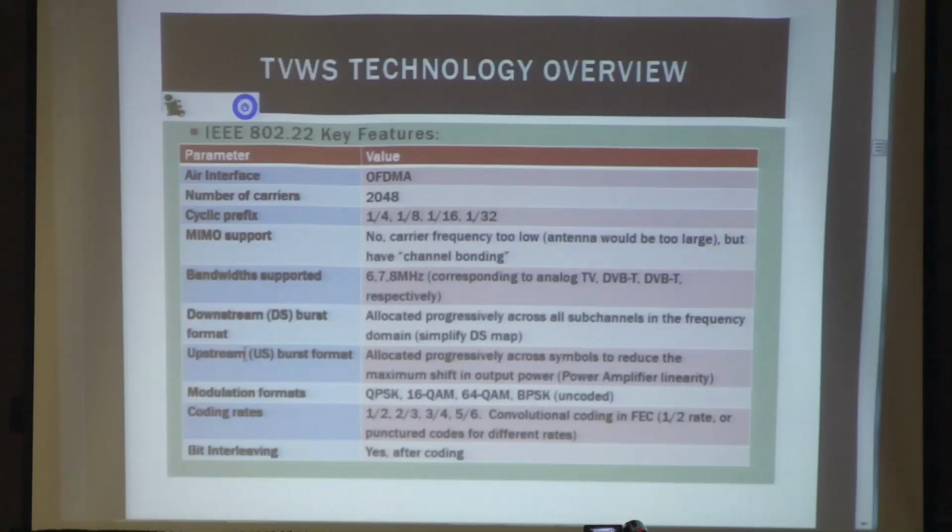It has no MIMO support, which is actually important because, as I said before, the carrier frequencies can go down to the VHF range, which is less than 100 megahertz, and can be quite low, which would mandate a very large antenna. So if you were to provide MIMO support, you would need multiple antennas, which would be difficult to implement. So there's no MIMO support in 802.22.